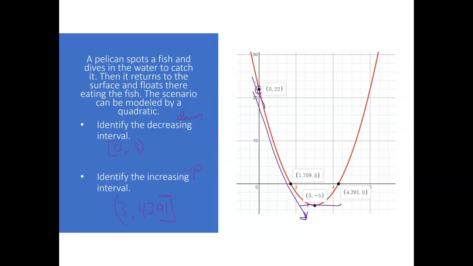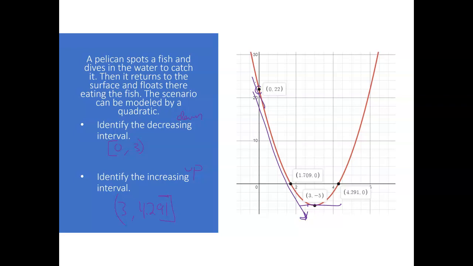So now, during the decreasing interval, I know my graph is going down. What does that mean the bird is doing? So, the slope is negative on my decreasing interval. So the graph is going down. So in the context, what does that mean the bird is doing? It's going down too, because my y value represents height.